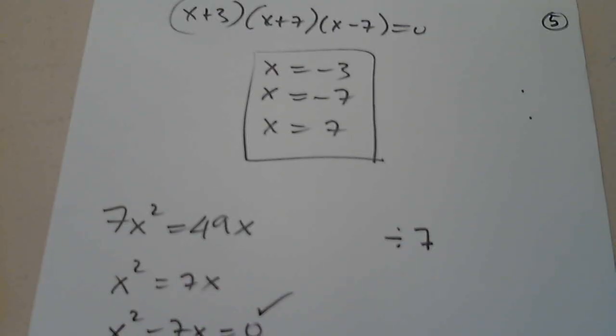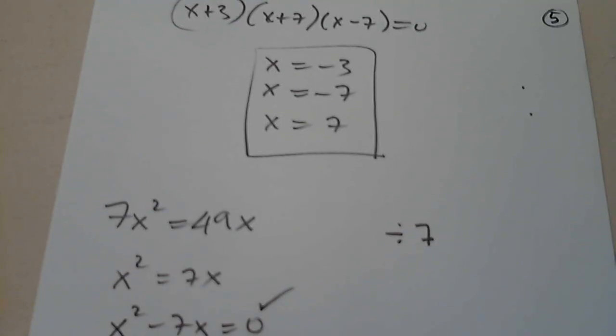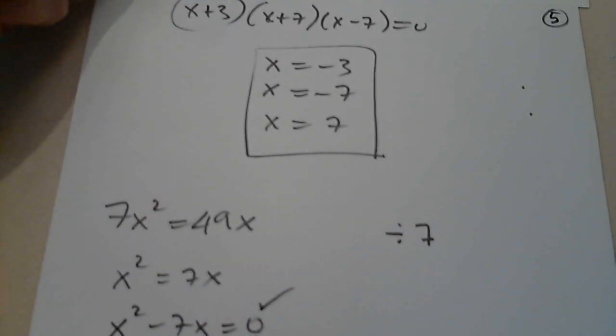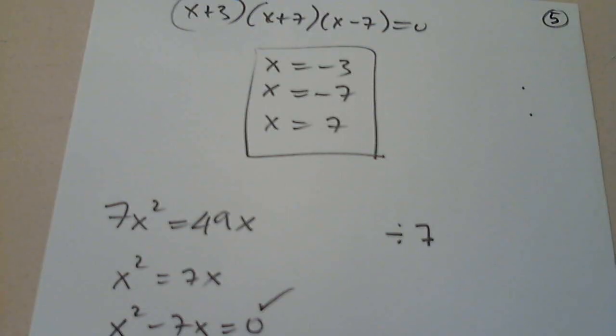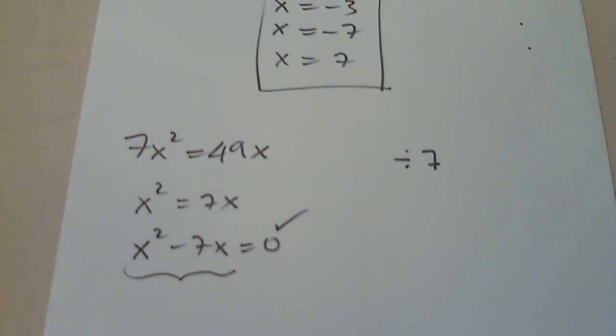Otherwise, I cannot use the 0 product principle. But now I have to change this into a product because if I don't change it, I cannot use the 0 product principle. So, how do I change this into a product? What do I need to do?